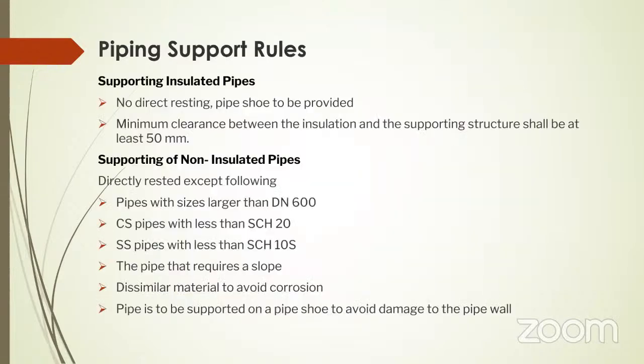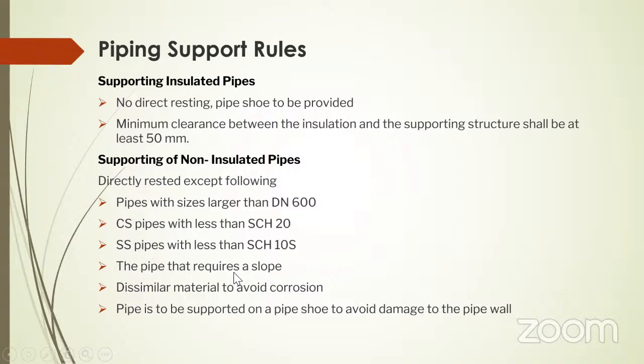And then here the most important are the pipes that require a slope, and dissimilar material to avoid corrosion, because the supporting member mostly will be carbon steel. But if you are laying a stainless steel pipe, you cannot directly lay the stainless steel pipe on the carbon steel, because of the dissimilar material, there will be corrosion. Even though stainless steel does not corrode, it is in contact with the carbon steel. Over a period of time, if there is water stagnation, it will corrode the stainless steel pipes also. So you have to provide a bottom plate, pad plate, wear plate on the stainless steel material, and then lay it on the carbon steel pipe rack, so that you can save the lifetime of your pipe.